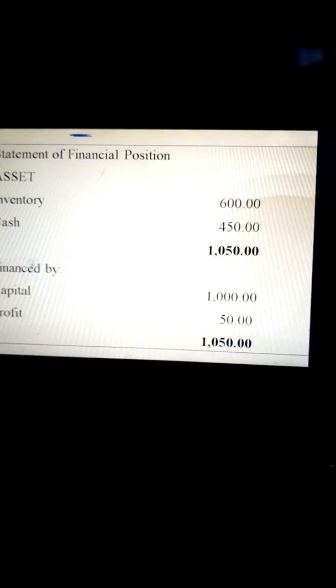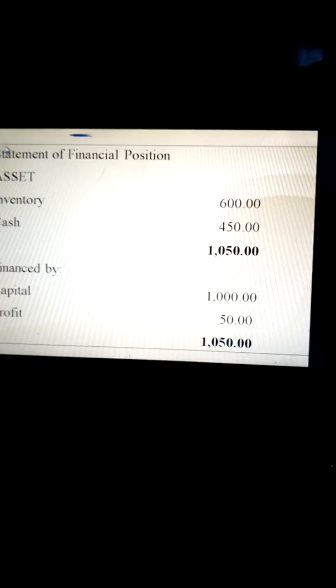Now, how was this asset financed? It was financed by the capital, which is 1,000 naira. That is the equity injected by the owner of Zenith Shop. And it was also financed by the profit that they made, 50 naira. Now, the new capital now is 1,050 naira. So we could say asset is equal to capital, because here liability is 0.